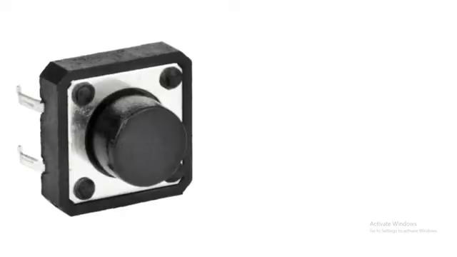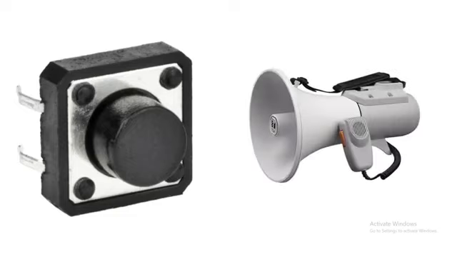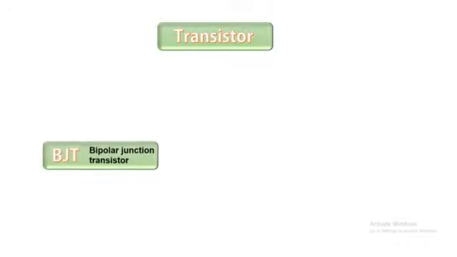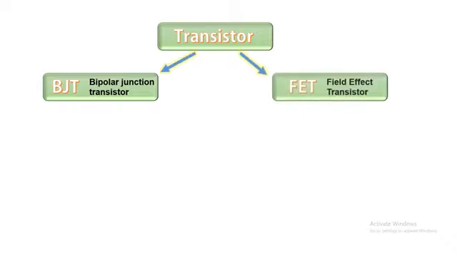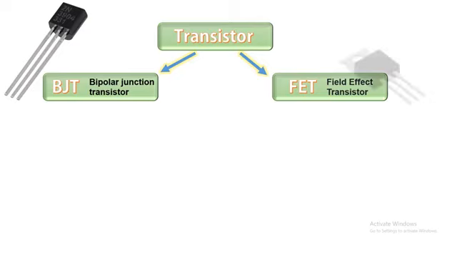Types of transistor. I told you before, the functions of the transistor are switching and amplification. But now I will tell you the types of transistor. The transistor mainly has two types: BJT, called bipolar junction transistor, and FET, called field effect transistor. The BJT looks like this, while the FET looks like this.